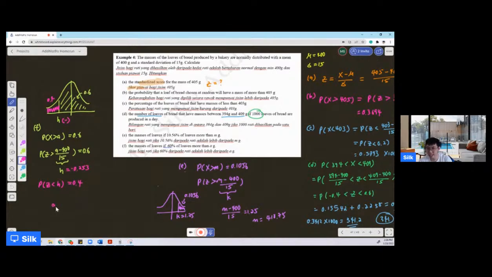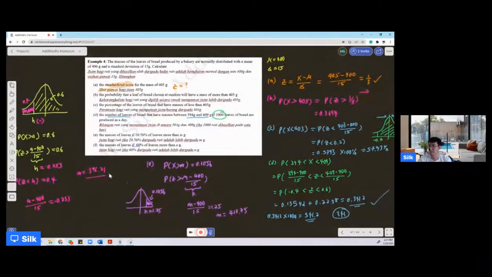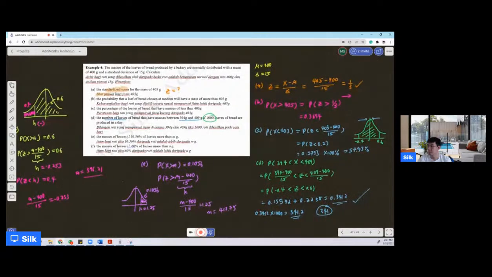Okay, so in this case, A minus 400 over 15 equals negative 0.253, and we find the A. And I'm getting 396.21. So you see, this question talks about everything. All the basics that you need to know are from this question. It is already speaking about everything. Do I have any questions? Anyone not understanding?